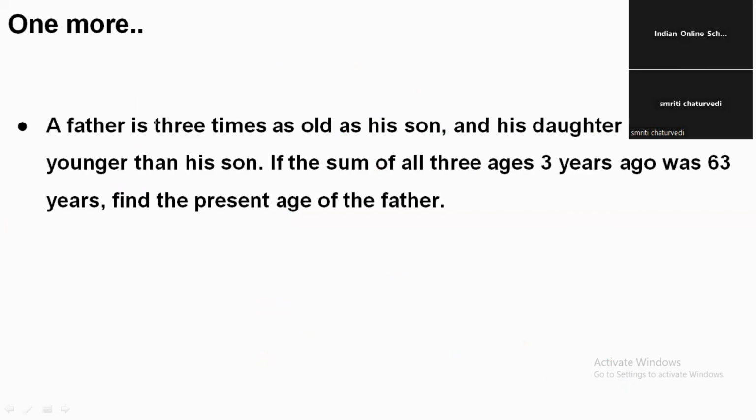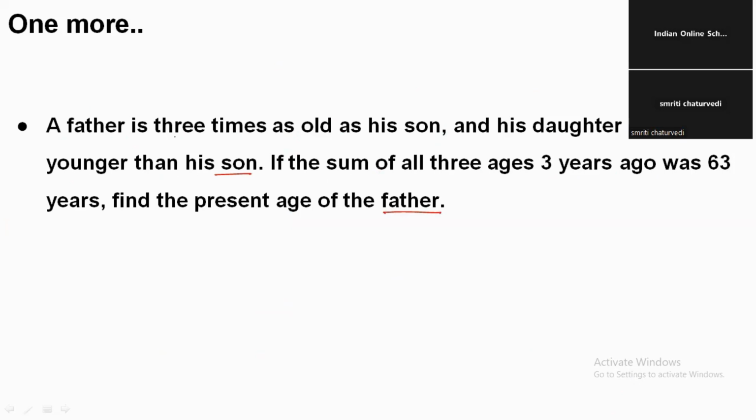Now the second question is saying a father is 3 times as old as his son, and his daughter is 3 years younger than his son. Now if the sum of all three ages 3 years ago was 63 years, we need to find their present ages, or the present age of the father only. How will we do it?